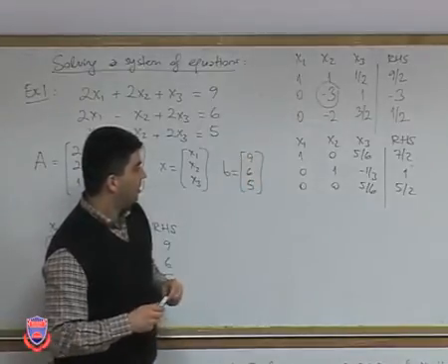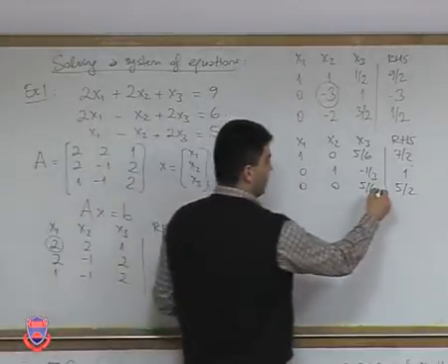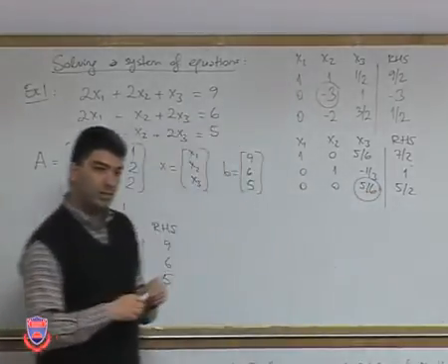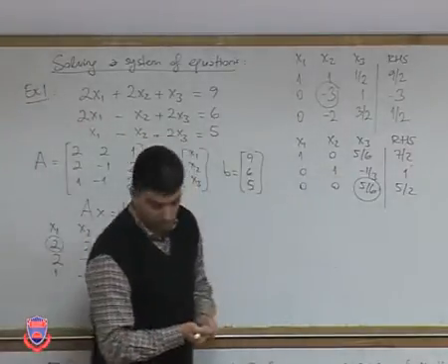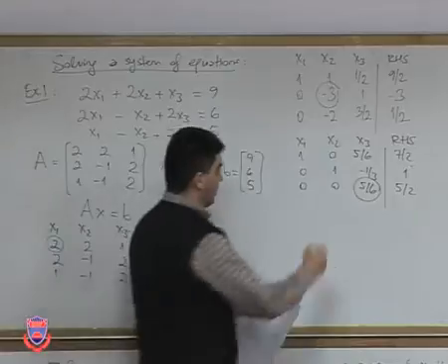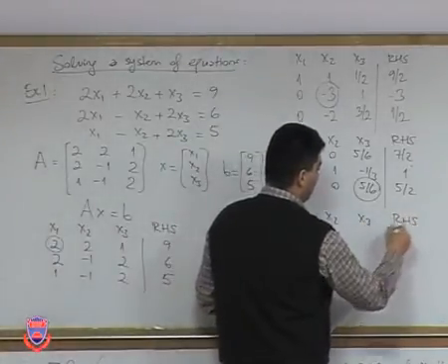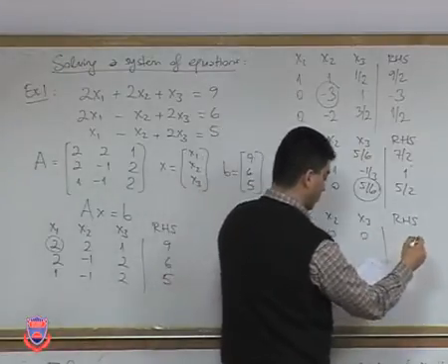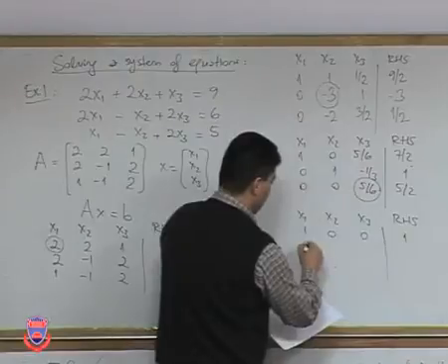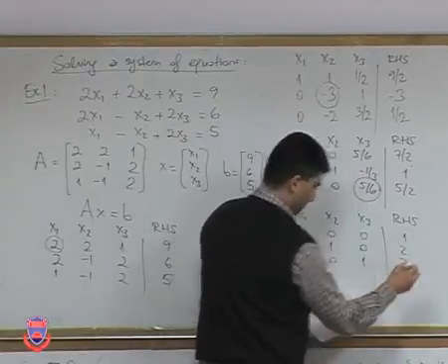Okay. All right, so now I'm going to move to the third row and third column. So I'm going to try to make this equal to 1. Okay. And then I'm going to try to make other terms equal to 0 by using, again, elementary row operations. And if you do that, you have x1, x2, x3, and the right-hand side, you get the following. So 1, 0, 0, right-hand side is 1. 0, 1, 0, right-hand side is 2. And 0, 0, 1, right-hand side is 3.